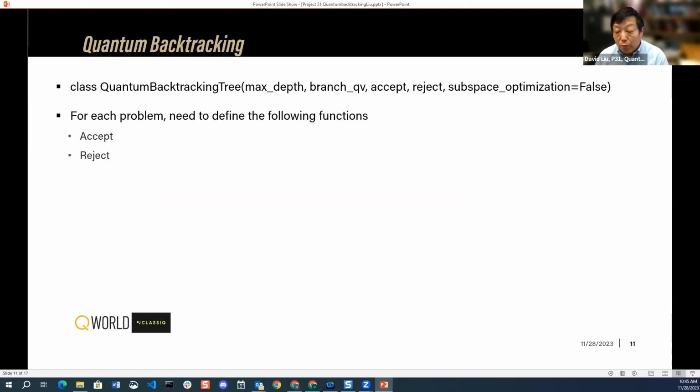And then also quantum backtracking. There are two references, but they don't give any details. Most is theoretical. The second paper seems practical, but they don't give details either. So I had to figure it out, looking at different open source and putting it together. I finally got the quantum backtracking trees to work most of the time. For any constraint satisfaction problem, you need to provide an accept function and also a reject function.